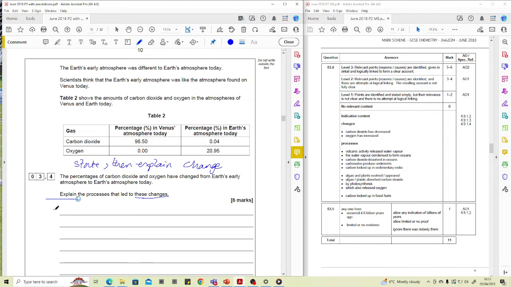Okay, so first of all, carbon dioxide levels, and it's completely fine to use formulae all the way through. CO2 levels decreased. Earth cooled. Water vapour condensed, forming oceans. CO2 dissolved in the oceans.